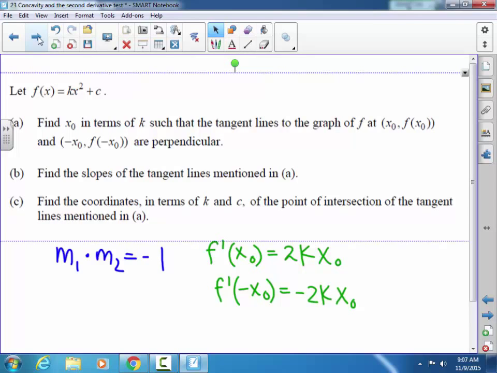Step aside so we can see it over here. All right, do you see why it's a -2kx of 0 the second time around? Because you're putting a -x of 0 in there. And that's the first derivative at both of those places.